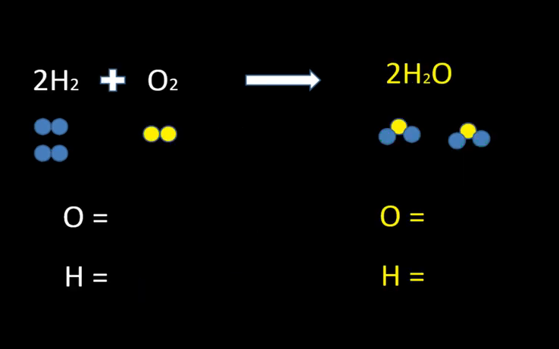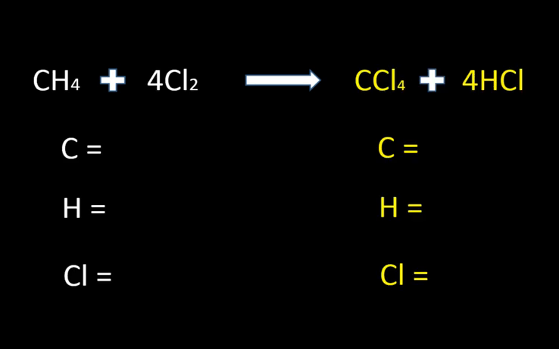So here's an equation that is balanced. On the left, we have 2 oxygens. We have 4 hydrogens. And then on the right, even though they are arranged differently, we still have 2 oxygens and we have 4 hydrogens. So that's a balanced equation.